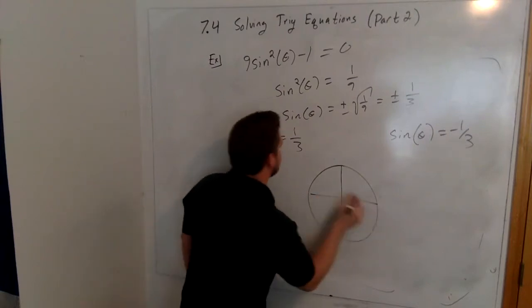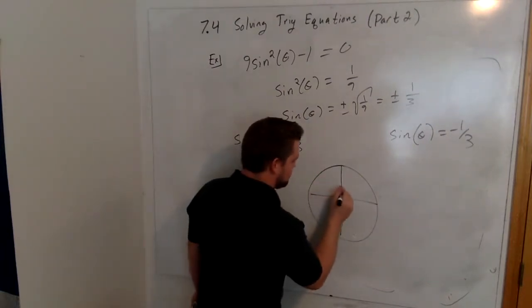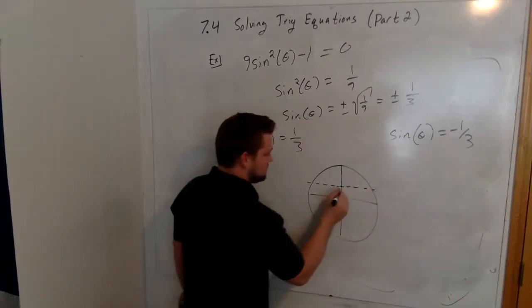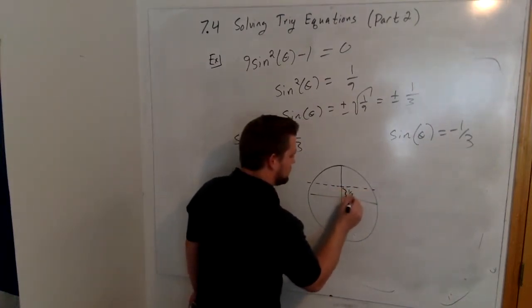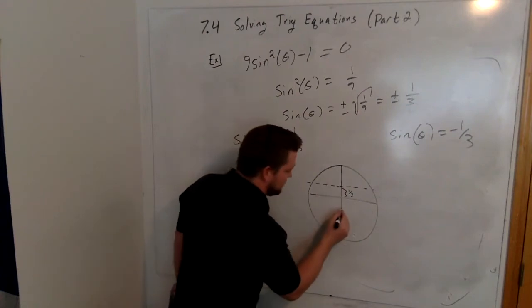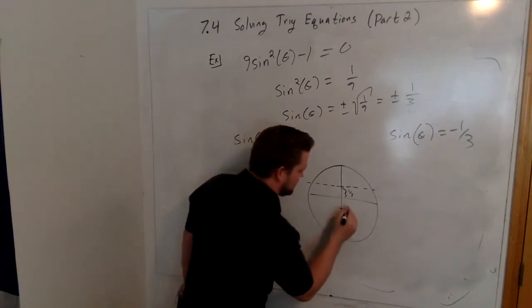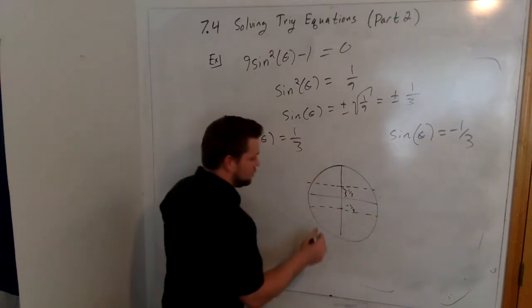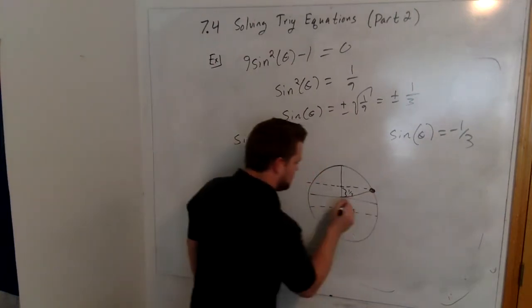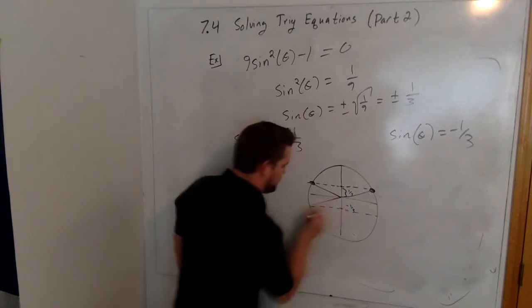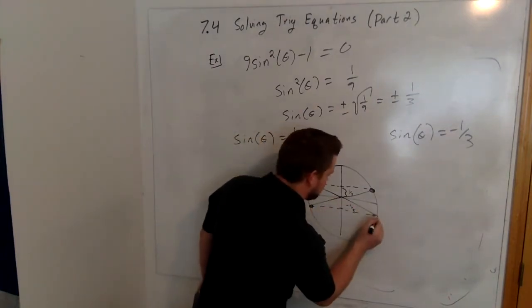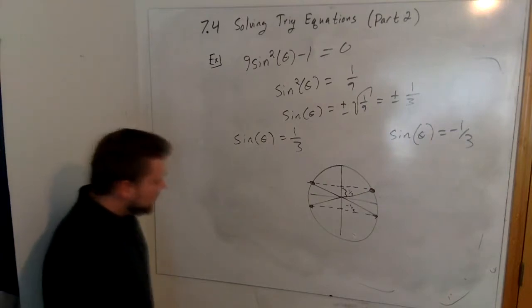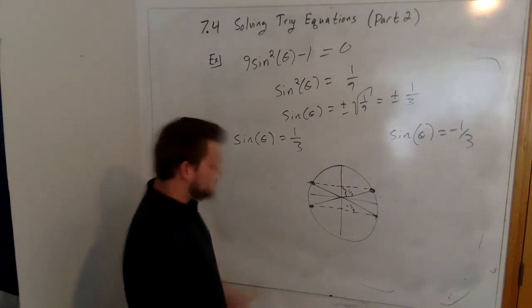Might be nice to draw the unit circle here. Okay, so we need a height of 1/3. So here's a height of roughly 1/3. So this length right here is 1/3, but we also want when the height is negative 1/3. So here's negative 1/3. So we need to hit all 4 of these locations. These are the locations that'll be a solution to this equation. Okay, so let's try to think about how to get them.